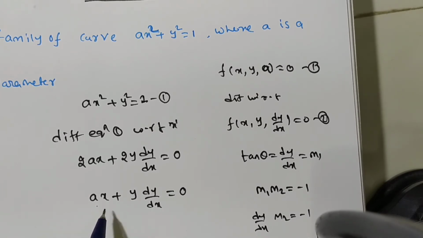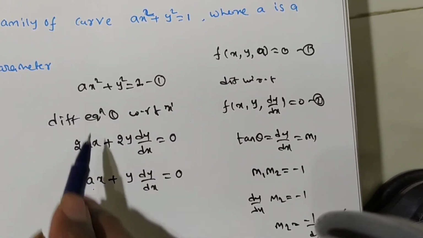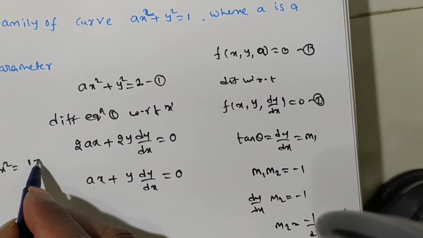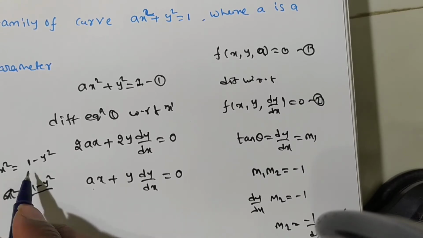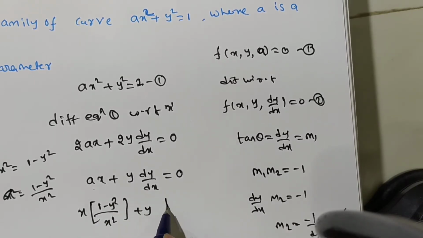Dy/dx is there, but you also have a parameter. We have to eliminate this parameter, then the obtained equation is a differential equation of the family of curves. Now eliminate a from these two equations. From equation 1, ax² = 1 minus y², so a = (1 minus y²)/x². Now substitute here: x times (1 minus y²)/x² + y dy/dx = 0.